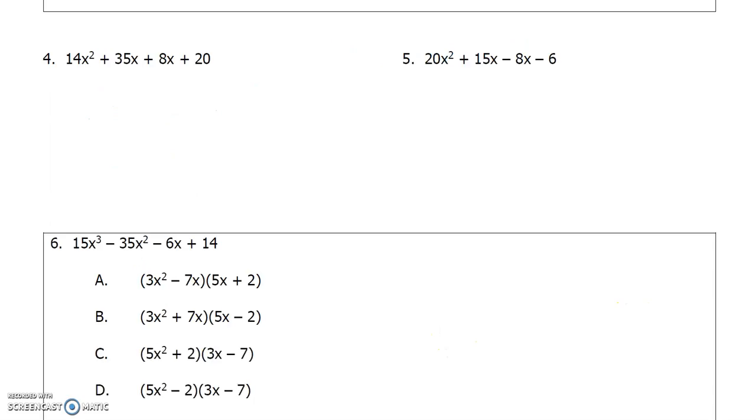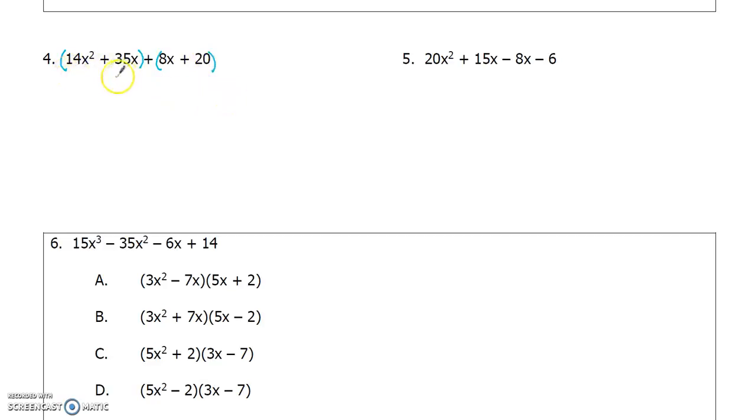So number 4, again, if I try to do GCF, I have 14, 35, 8, and 20. There is not a number that will go into all 4 terms, and I don't have an x in this one, so it looks like I cannot do GCF. So remember, my second one was grouping, and I have 4 terms, so I will group the first 2, and I'll group the second 2, and then I do GCF.